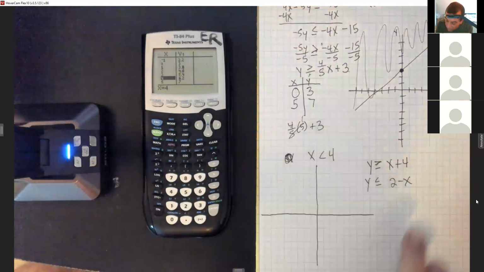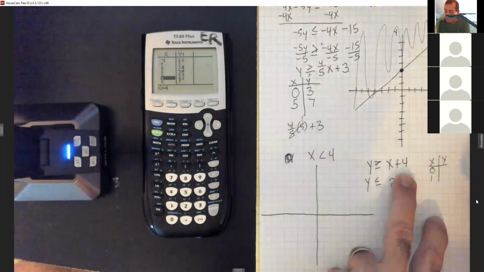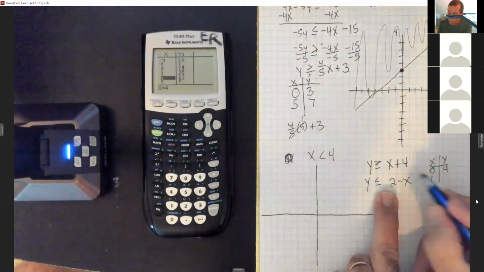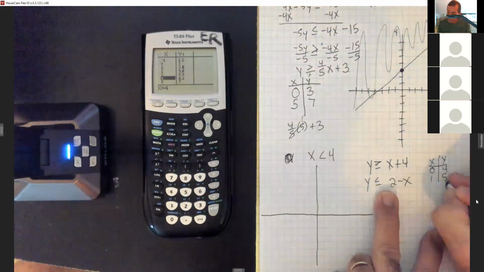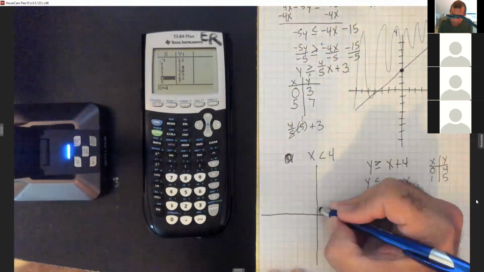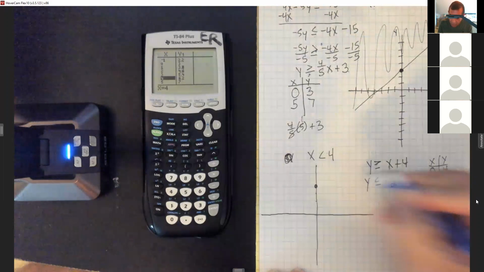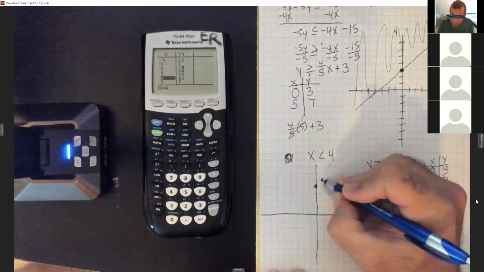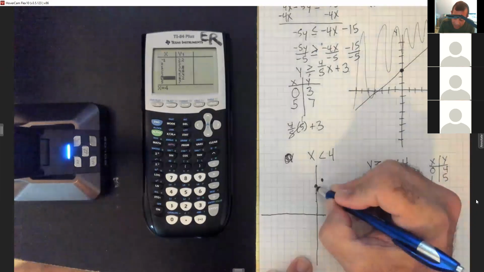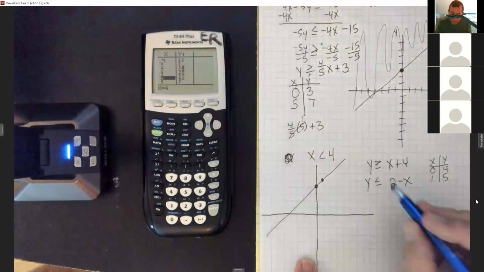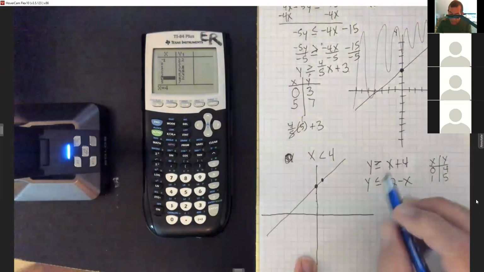All right, so for the first one, I'm going to use 0 and 1. When x is 0, 0 plus 4 is 4. When x is 1, 1 plus 4 is 5. So my first one has 0, 4, so 1, 2, 3, 4. And then 1, 5 is right 1 and up 5. It's got equals, so that would be a solid line. It's greater than, so this one is going to shade above up here.